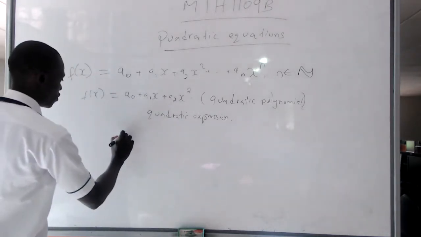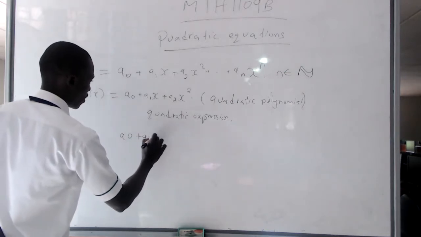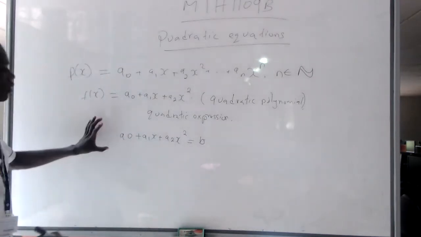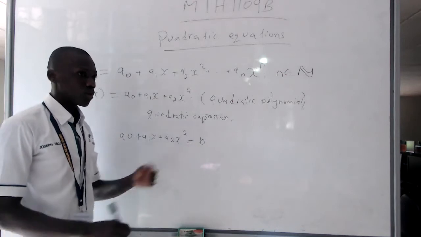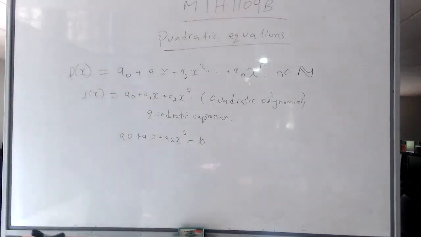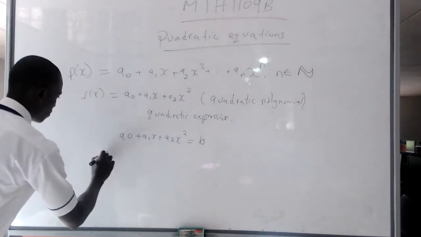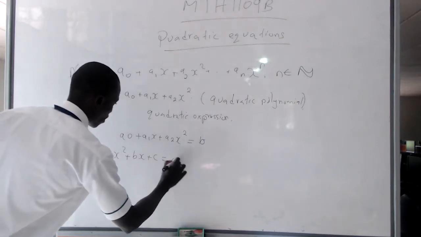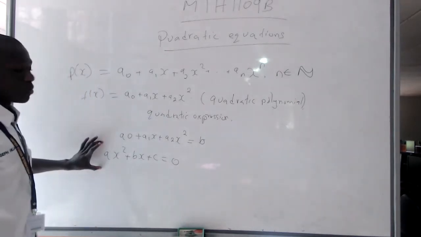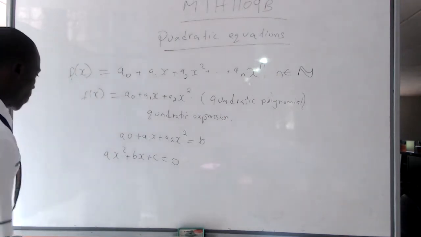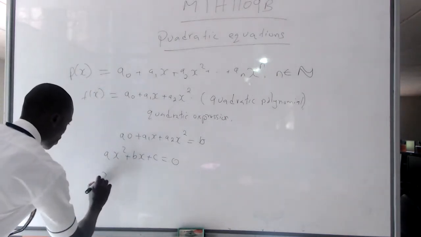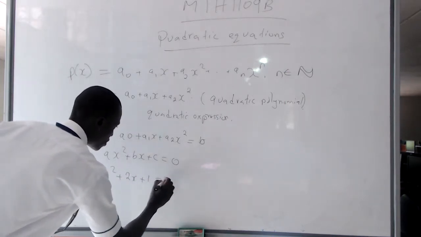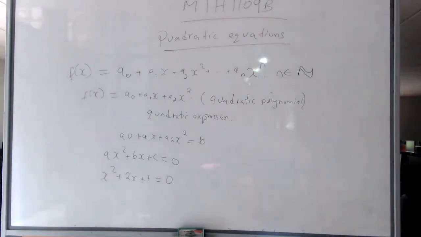So an example of a quadratic equation is A0 plus A1X plus A2X squared is, let's say, B. This is an example of a quadratic equation. We have introduced the equality symbol. Now, in general, we'll be studying equations of the form AX squared plus BX plus C is equal to 0. But before this, let me give you examples of quadratic equations. An example is, let's say, x squared plus 2x plus 1 is equal to 0. This is an example of a quadratic equation.